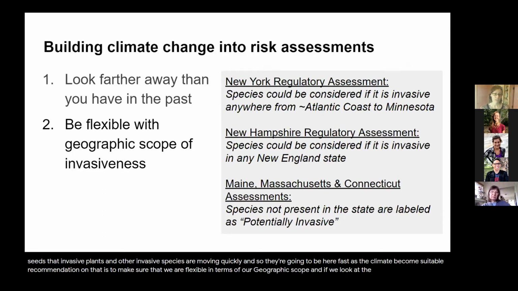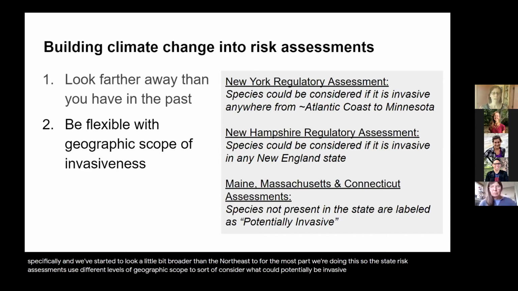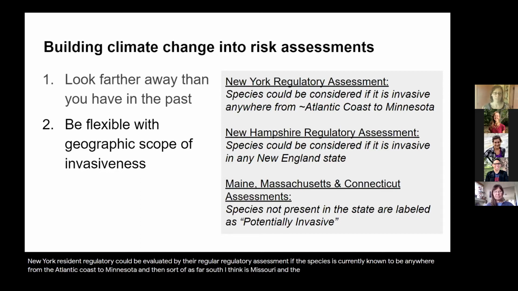If we look at the Northeast specifically, and we've started to look a little bit broader than the Northeast too, for the most part, we're doing this. The state risk assessments use different levels of geographic scope to consider what could potentially be invasive. In New York, for example, the regulatory assessment says that a species could be evaluated if it is currently known to be anywhere from the Atlantic coast to Minnesota, and as far south, I think, as Missouri and the Southeast US. So that's nice and broad in terms of geographic scope, and that's the type of thing that I think is going to allow us to be more flexible for climate change.